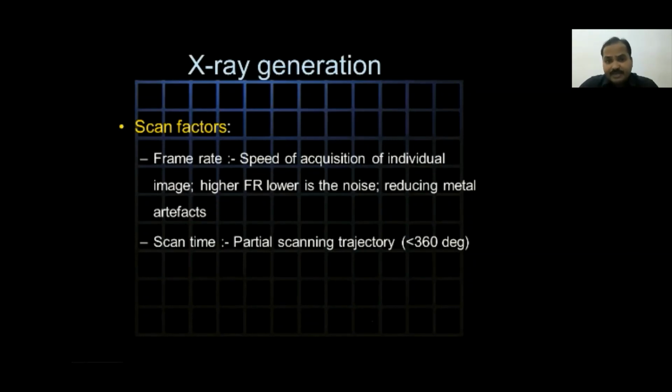So this was the frame rate, and certainly second point is the scan timing. If we reduce the scan timing shortly, then it can also reduce the generation of X-rays or exposure of the X-rays. So if we need a 360 degrees rotation for a particular area of interest, but if the area of interest or the field of view needs to be smaller, we can reduce the trajectory of the machine, we can reduce the exposure.